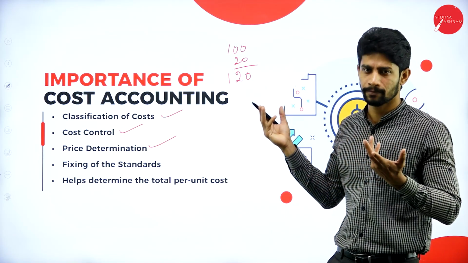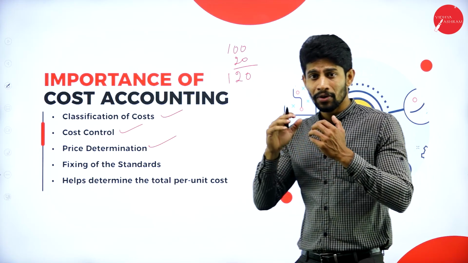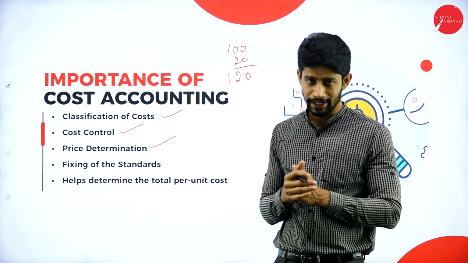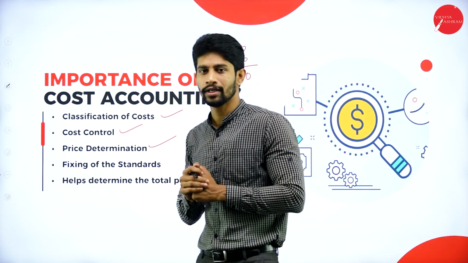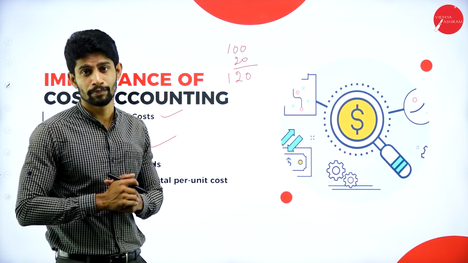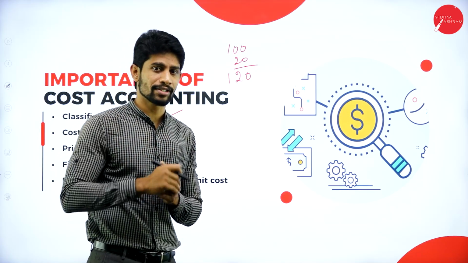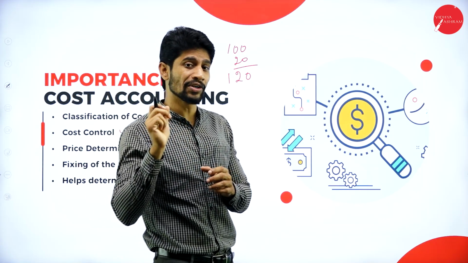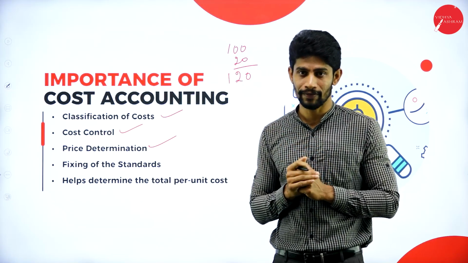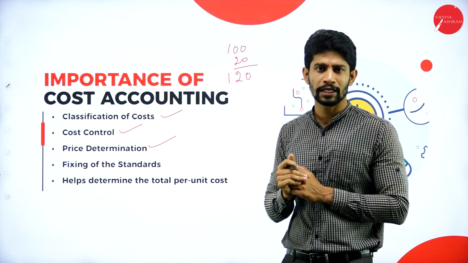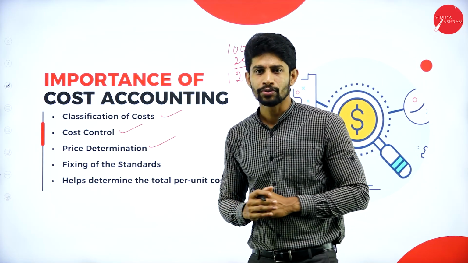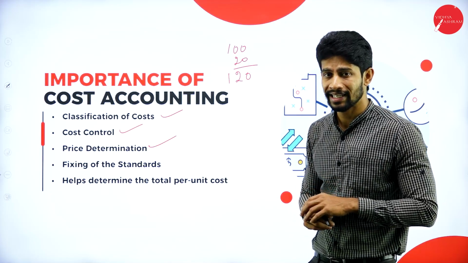It's 120. Easy. So if you are maintaining the cost accounting, it is very easy to determine the price of a particular product. If you are not maintaining cost accounting, obviously it is not possible. It is highly impossible to determine the price of a product. Yes, you can fix the price, but you can't fix the price in a scientific, systematic, logical way. If you want to fix the price of a particular product in a logical or scientific way, obviously you have to maintain the cost accounting system.